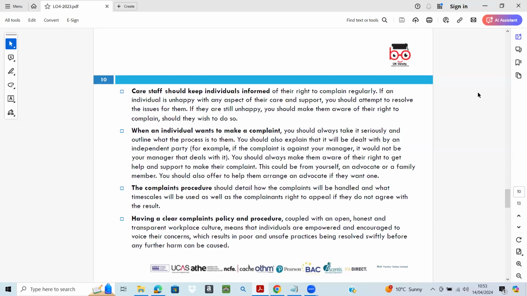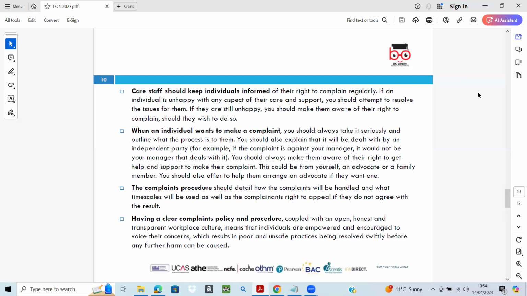Now, if an individual is unhappy, the first step is always to try to resolve the issue informally. However, if they remain dissatisfied, then what should you do next? We should inform them of their rights to make a formal complaint and explain the procedures clearly, including who will handle the complaint if it involves a conflict of interest. For example, a complaint against a manager or a care worker or healthcare assistant.